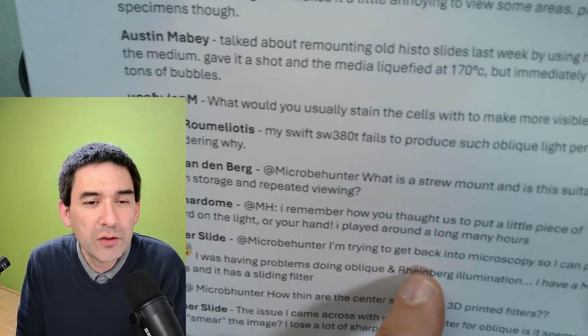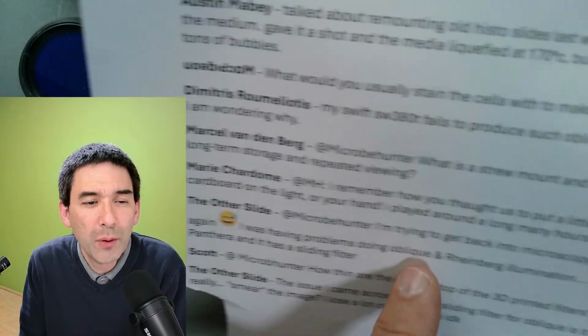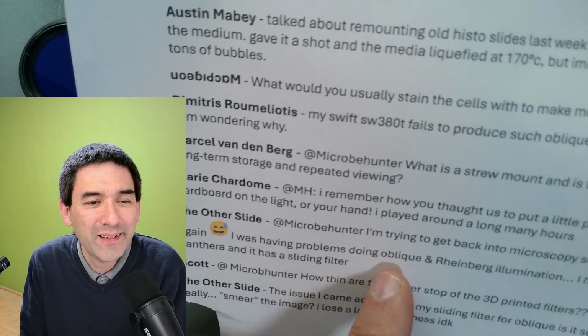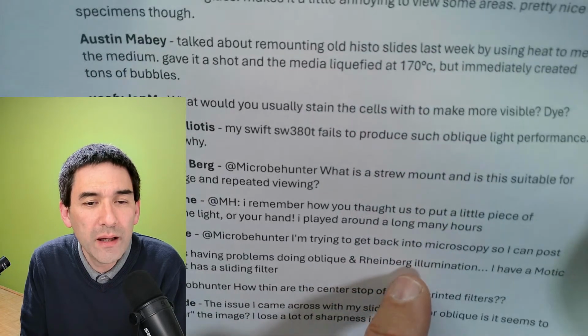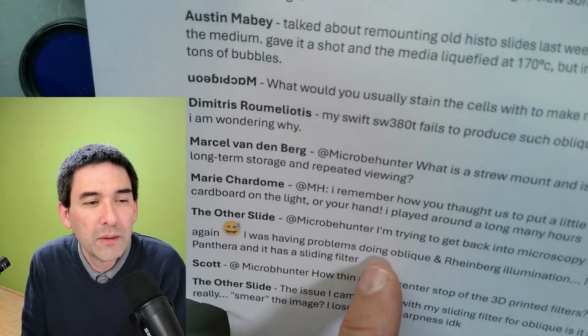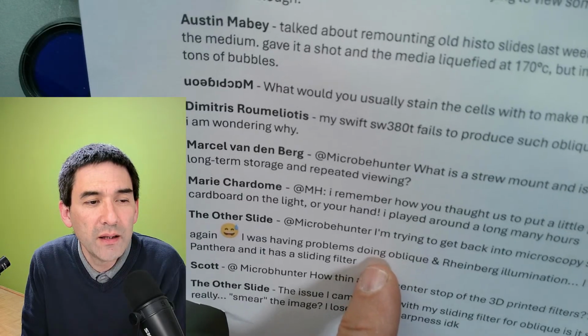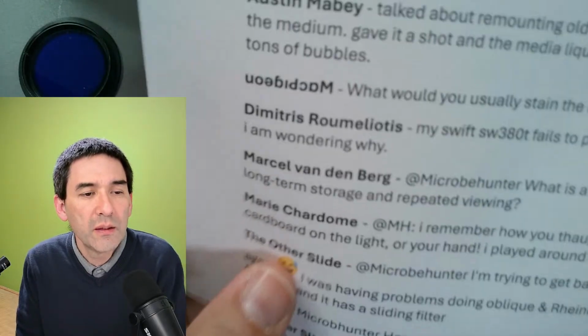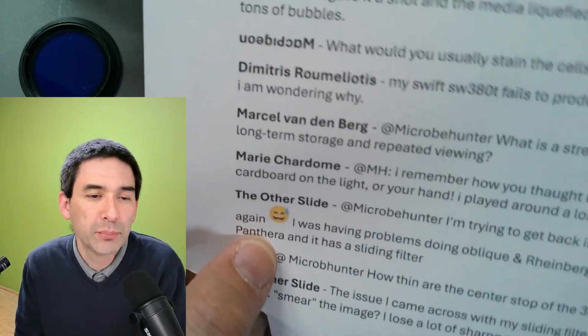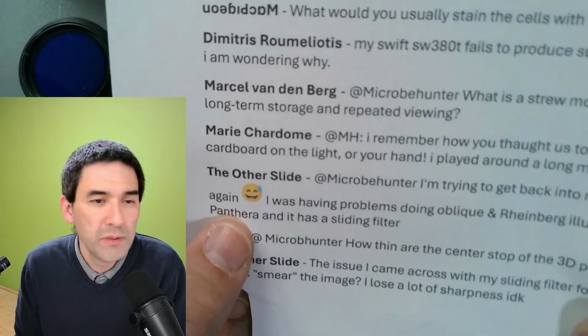I'm trying to get back into microscopy so I can post again. Okay. I was having problems using oblique and Rheinberg. I have a Motic, and it has a sliding filter. I think I know this microscope. We might actually have one of them also in the school work. I'm going to have a look at this, but it should not be a problem. A sliding filter should not be a problem.